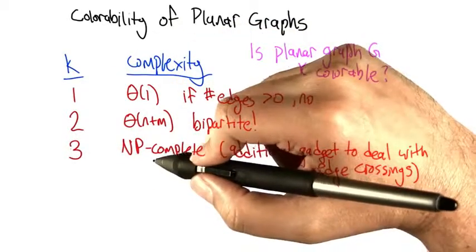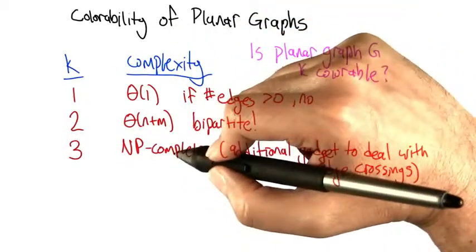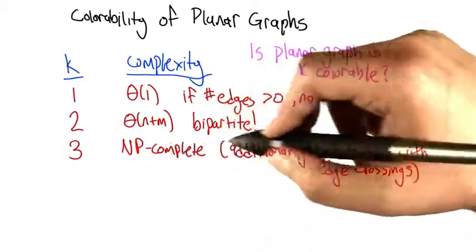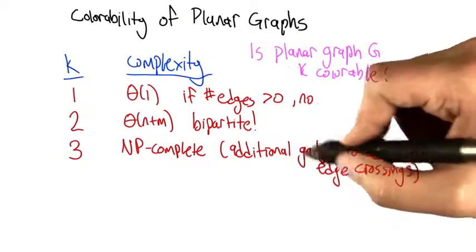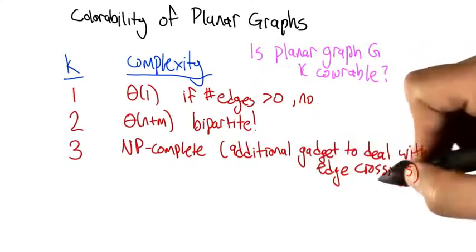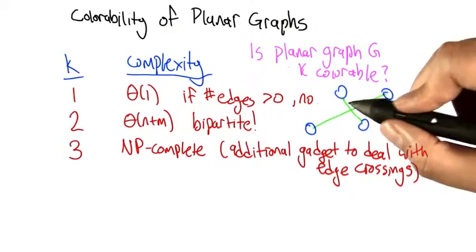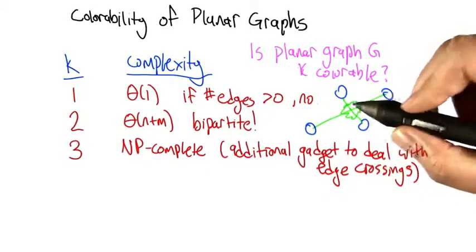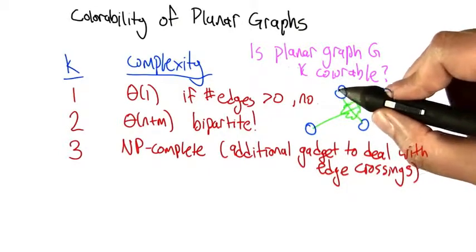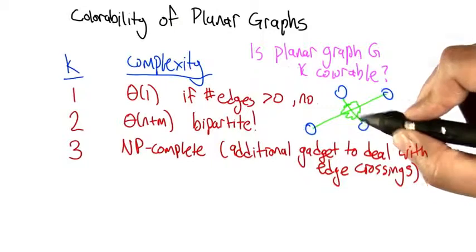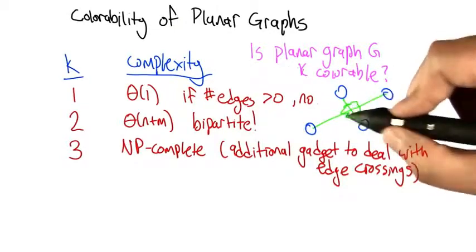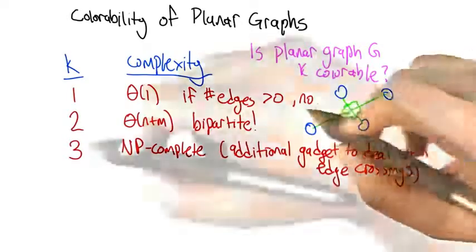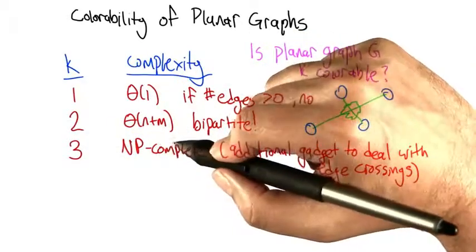If K is 3, well, 3 colorability we showed was NP complete, but we didn't do that for planar graphs. We did that for general graphs. But it turns out that you can actually introduce another gadget into the mix here that lets you deal with edge crossings. So if you have a piece of the graph that looks like this and there's a crossing in it, you can introduce some nodes here so that the information from this node travels along and gets to this node without ever having to cross another edge, so that it becomes a planar graph. I didn't explain how to do this, but it turns out to be true. So 3 coloring a planar graph isn't any easier than 3 coloring a general graph.